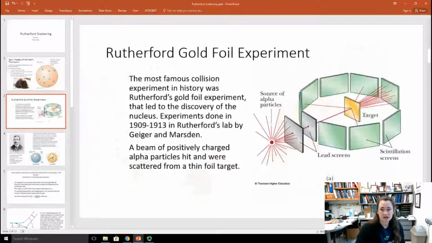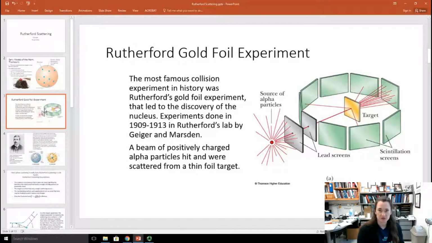Now, in order to test this conception of the atom and maybe figure out what atoms were really like, Rutherford carried out a series of experiments in his lab. Geiger and Marsden actually conducted the experiments, and then Rutherford modeled their results. These experiments were conducted between 1909 and 1913.